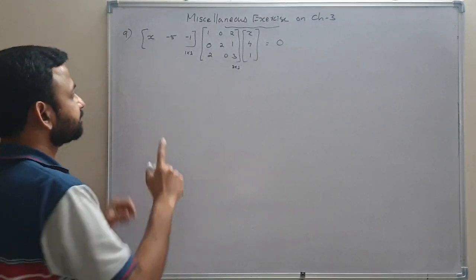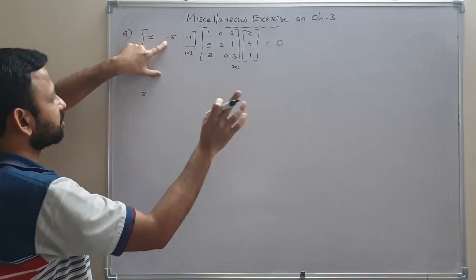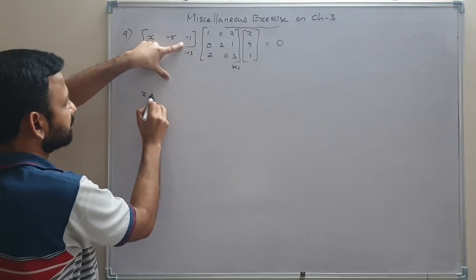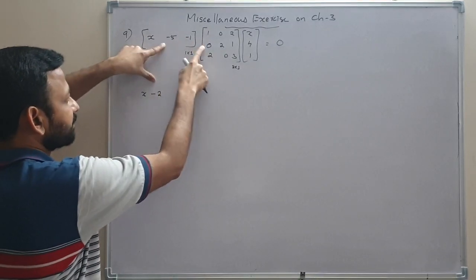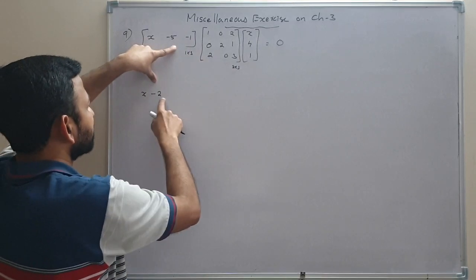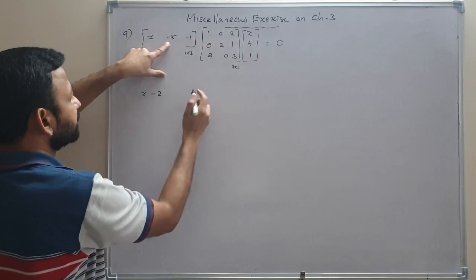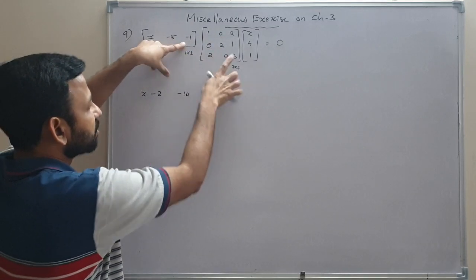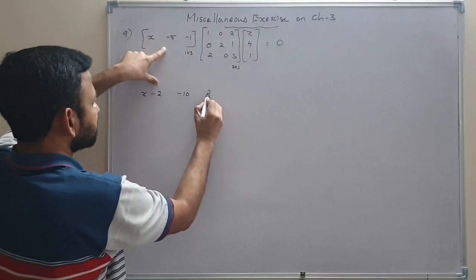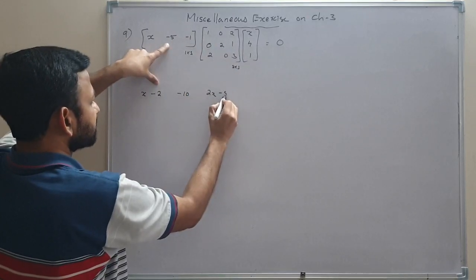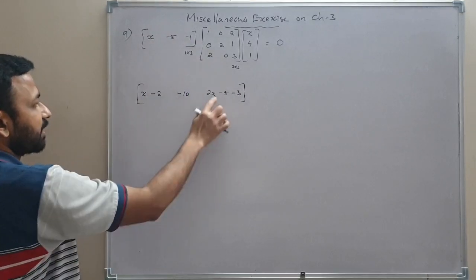So when we find the product, first row into first column, we find the product of the corresponding elements: x into 1, that is x, minus 5 into 0, that is 0, minus 1 into 2, that is minus 2. That is the first element. Then first row into second column, x into 0, 0, minus 5 into 2, minus 10, minus 1 into 0, that is 0. Then first row into third column, x into 2, that is 2x, minus 5 into 1, that is minus 5, minus 1 into 3, that is minus 3. So now we got the answer, a 1 by 3 matrix.